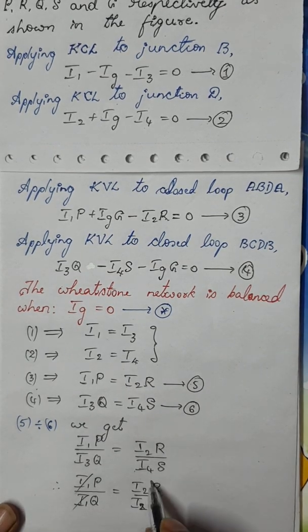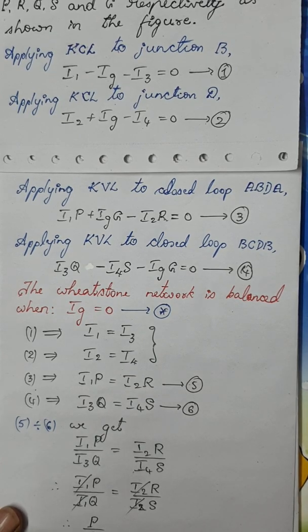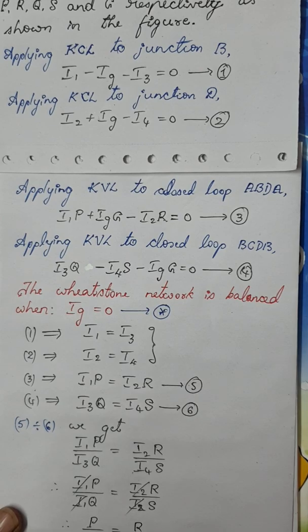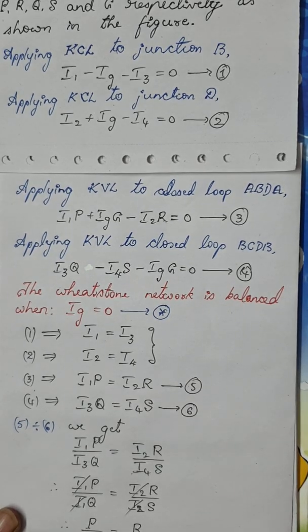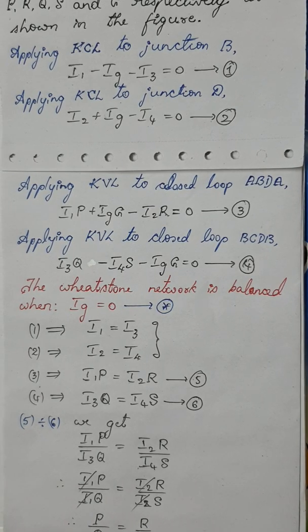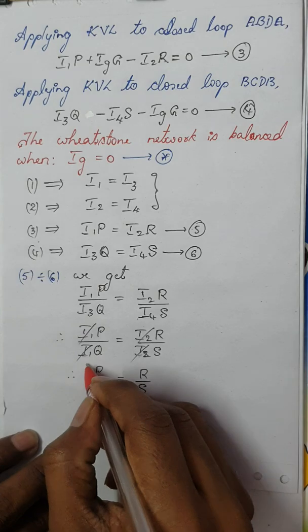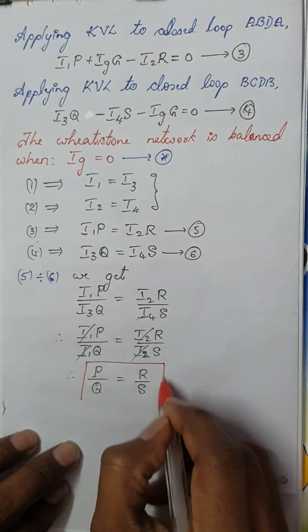Now I1 cancels, I2 cancels, therefore you will get the final equation P divided by Q is equal to R divided by S. This is my required condition for balanced Wheatstone network. Once the equation is ready, please frame it down.